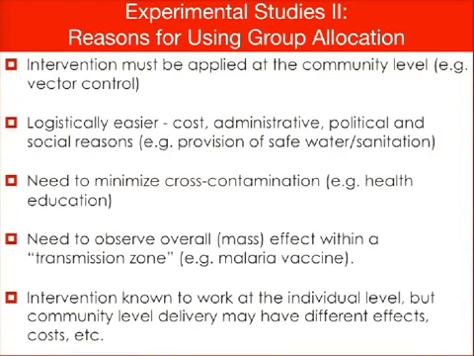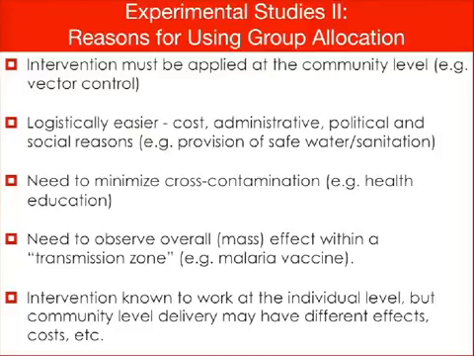There are a couple of others, but again, perhaps the intervention can only be applied at the community level, such as vector control. I'll show you an example of that. Maybe it's logistically easier in terms of cost or administration or political reasons to do an intervention at the group rather than individual level. Maybe it's this issue of minimizing cross-contamination, people sharing information or sharing a well or something.